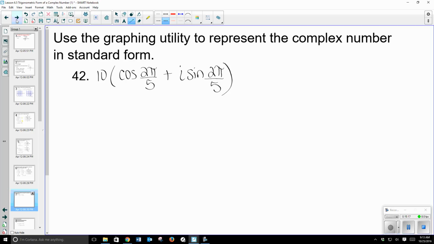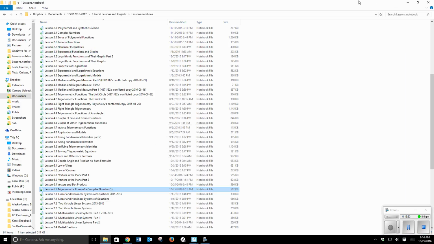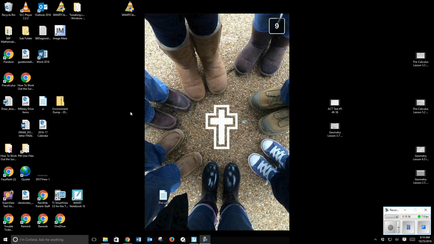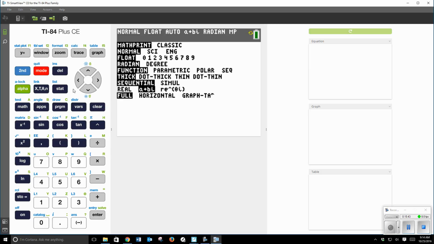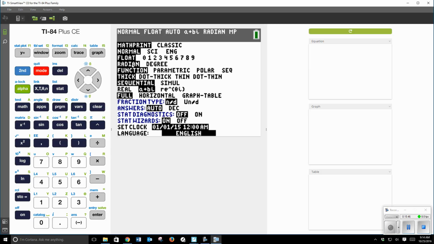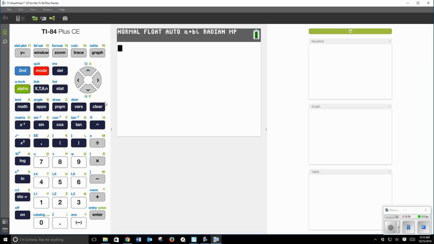Okay, so this one, you would have to go to your graphing calculator. You would go to the mode and change it to radian mode and a plus bi. So you just do that at the mode button, radian mode and a plus bi. Do that real quick here. Go to mode, change degree to radian if it's not already, and right here where it says real, put it at a plus bi. Second quit to go to the screen.